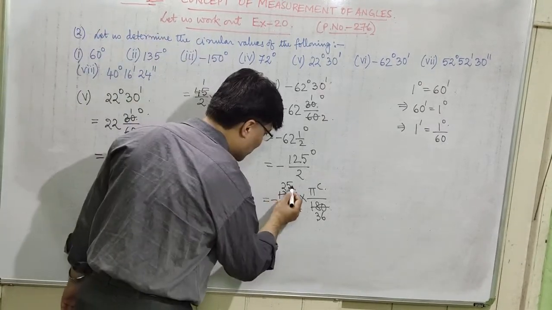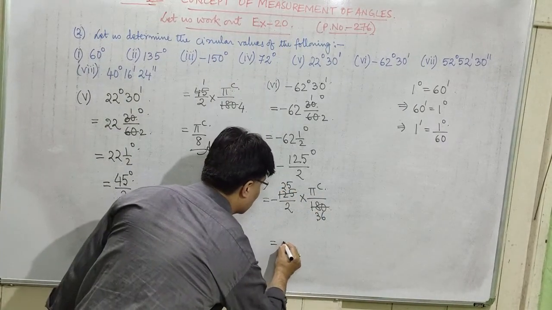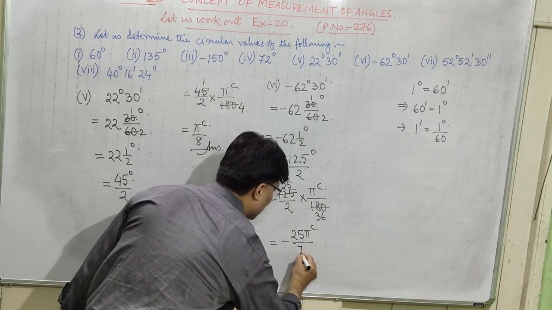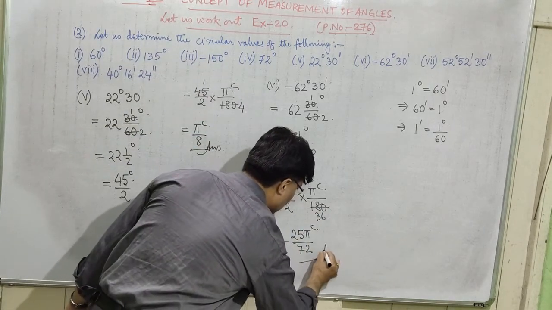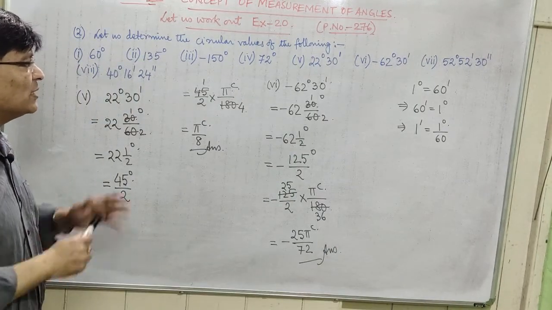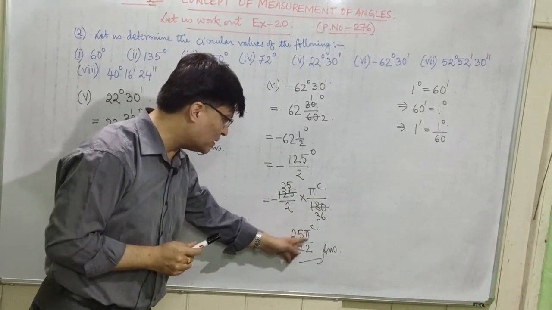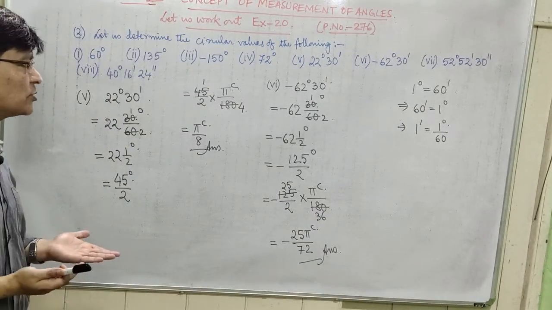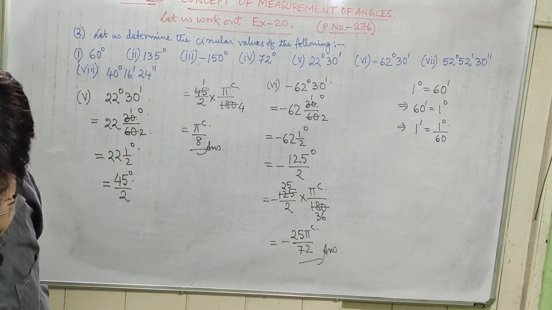Now, can you cancel these 25 and 36 now? No. So you cannot cancel it. So what is the answer? Which is equal to minus 25 pi radian divided by 72. 2 into 36 is 72. So this is the final answer. Okay. So minus 62 degree 30 minutes in terms of radian is minus 25 pi radian divided by 72. So that is the final answer. I think you have understood it. Okay. So you can copy it. Now we'll do the next question.